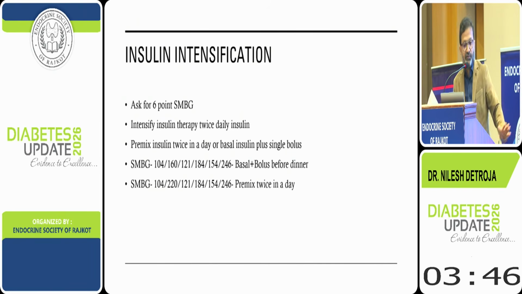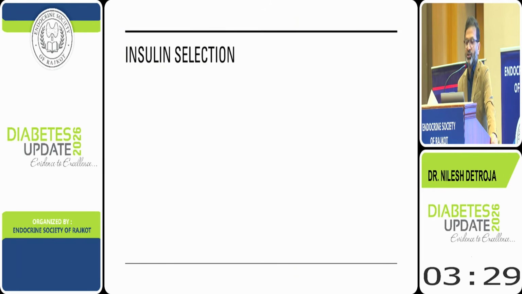In case both are high, for example post-breakfast is also high, 220, post-dinner is also high, and post-lunch is reasonably okay, in this kind of patient you can change over to a premix 30-70 preparation twice in a day. You can stop the basal insulin. So insulin selection is also very, very important.